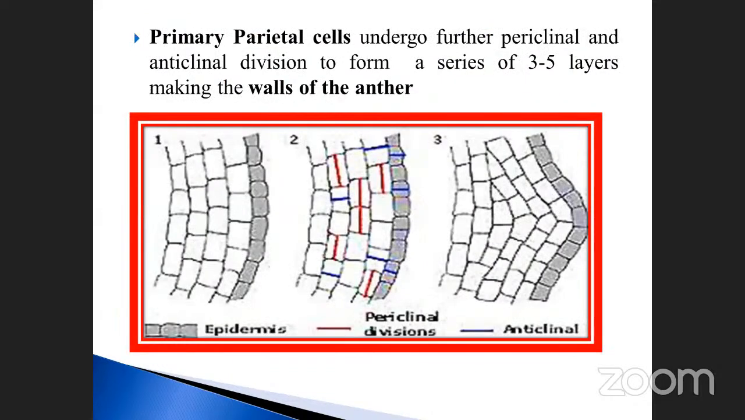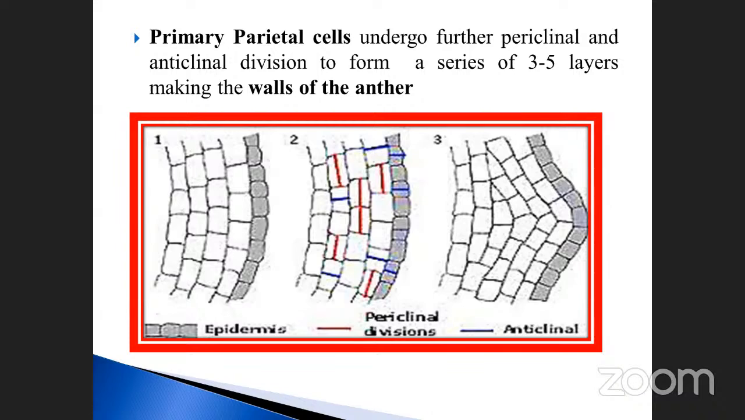So already we discussed these things. The epidermis cell is already covered. These four cells undergo periclinal divisions. Periclinal means the division takes place in this way, a cross wall formation, crossly. And then another one is called anticlinal. Anticlinal means it may move in a forward manner. These are things already discussed.